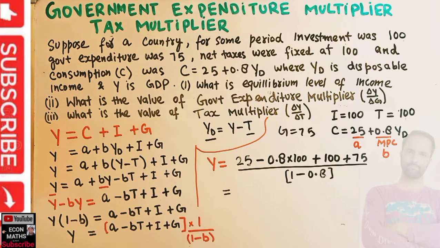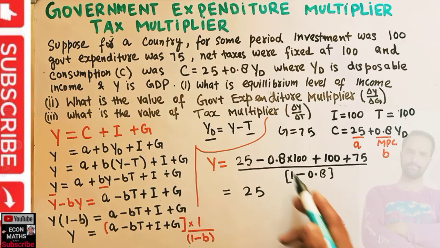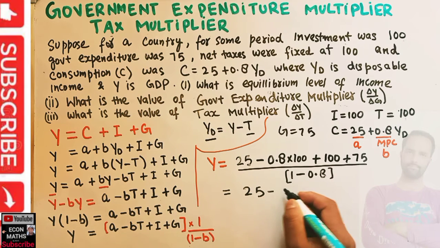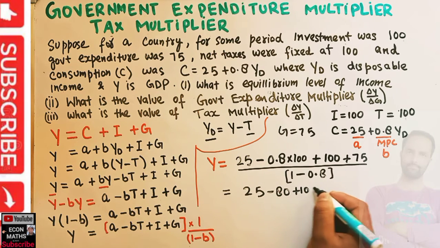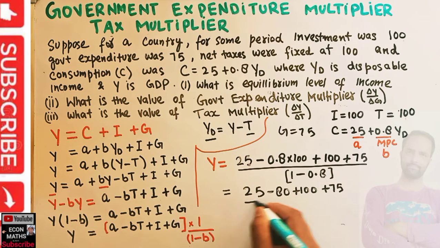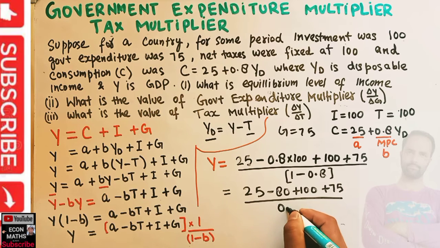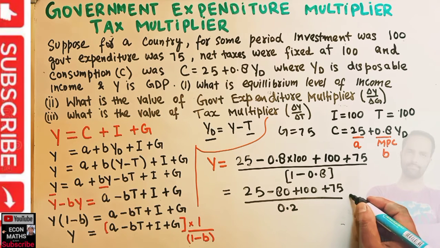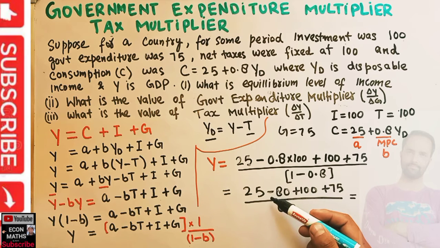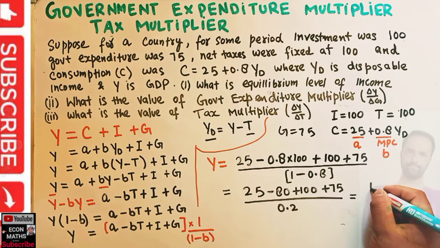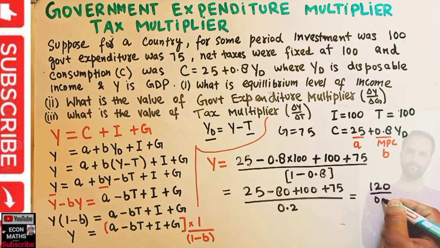Now if we solve this, we have 25 minus 0.8 of 100, which is 80. Then we have 100 plus 75, divided by 1 minus 0.8, which comes out to be 0.2. Let me see if I am doing this correctly. So we have 75 plus 25 is 100, 100 plus 100 is 200, 200 minus 80 is 120. It is 120 upon 0.2.